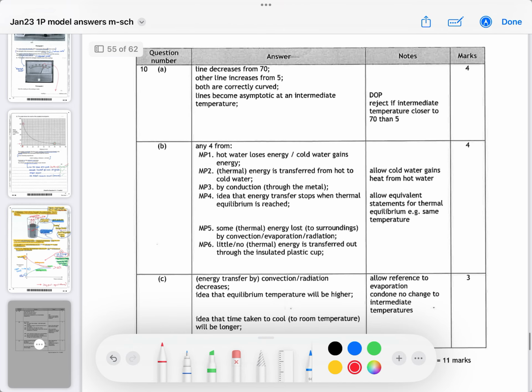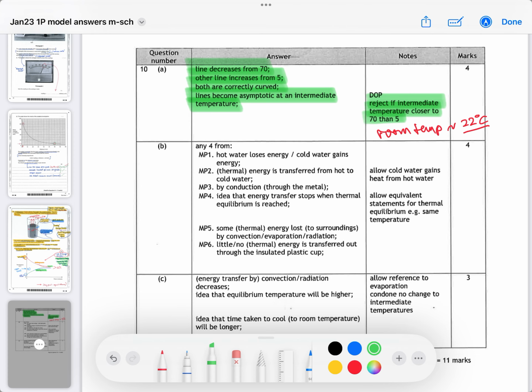All right, so here's question 10, and these are how they're marking it. The line decreases from 70, I got that. The other line increases from 5, 2 marks. Both are correctly curved. One is a cooling curve, one is a heating curve, and the lines don't touch. They become what mathematicians call asymptotic. They get closer and they reach the intermediate equilibrium temperature. And of course, the intermediate temperature should be closer to the 5 degrees than the 70 degrees. It's not going to reach that hot because of room temperature, which is closer to the 5 degrees. So I should have drawn it with more going down to about 22 degrees, but I think I got all 4 marks.